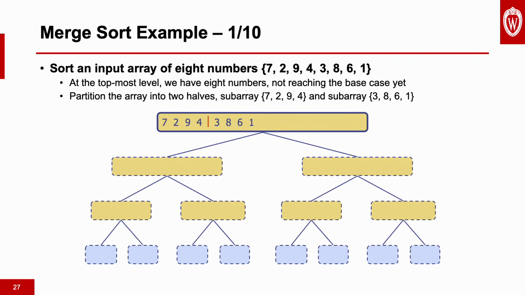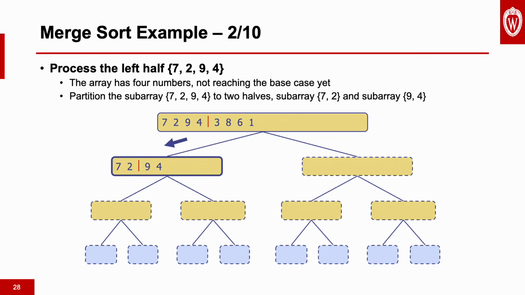Assume we want to sort an input array of 8 numbers, 7, 2, 9, 4, 3, 8, 6, 1, with a base case return on one number. At the topmost level, we have 8 numbers, not reaching the base case yet. So we partition the array into two halves, subarray 7, 2, 9, 4 and subarray 3, 8, 6, 1.